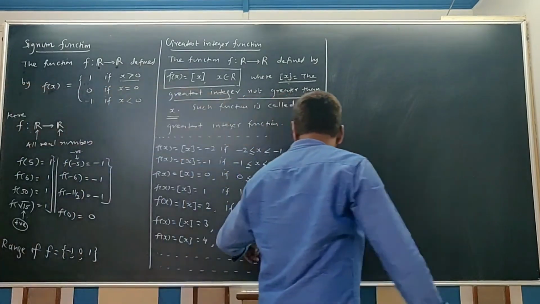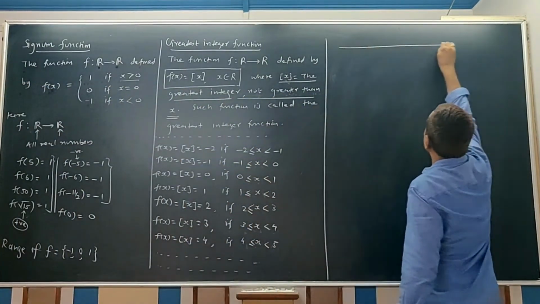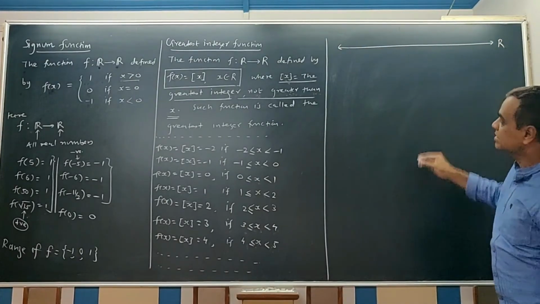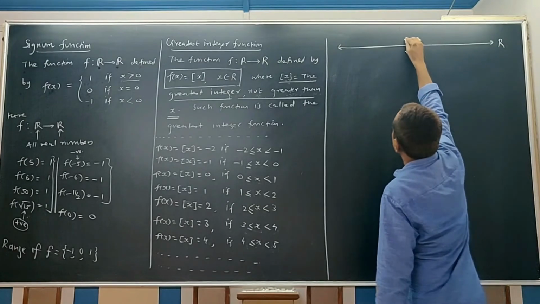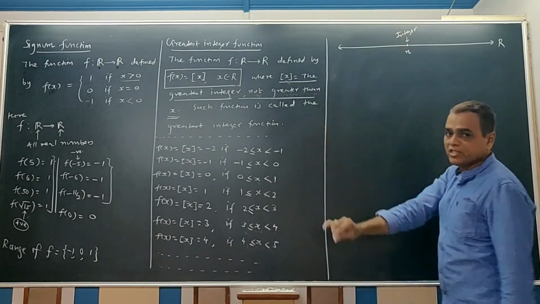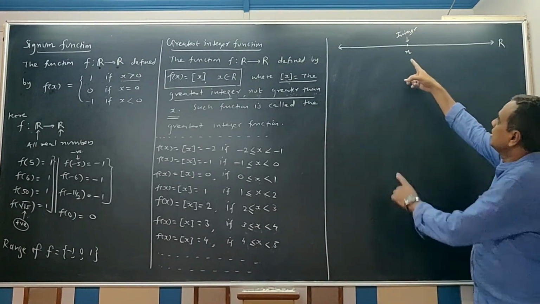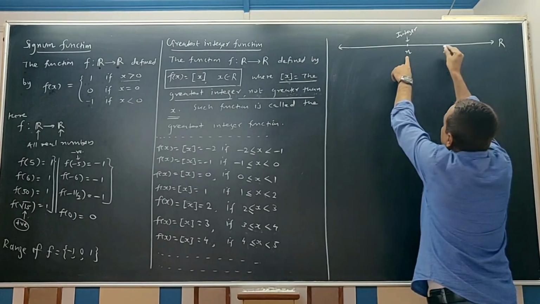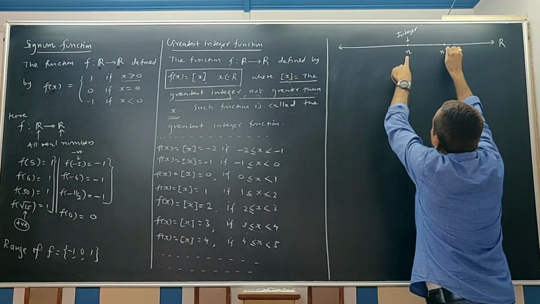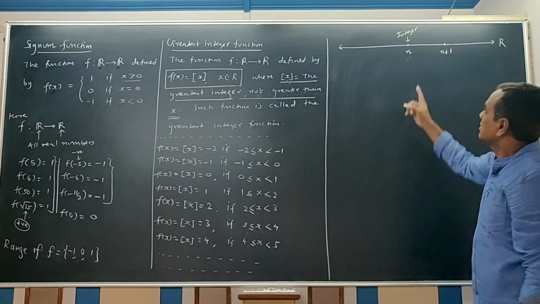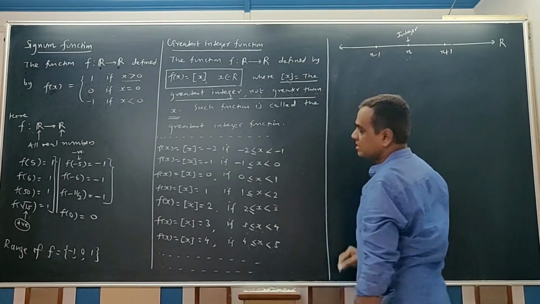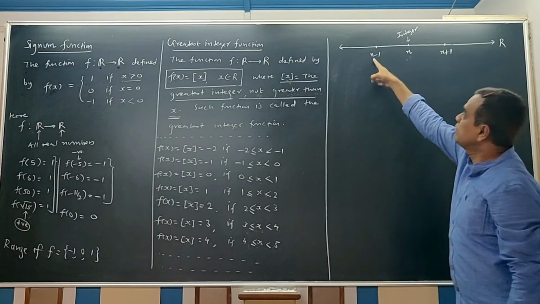Now see, in short, we can express the procedure this way. This is the set of real numbers. n is any integer. Suppose this is 7, so after 7 the next integer is 8. If this is 10, this will be 11. So here it is n plus 1. If n is an integer, on the left side the previous integer is n minus 1.